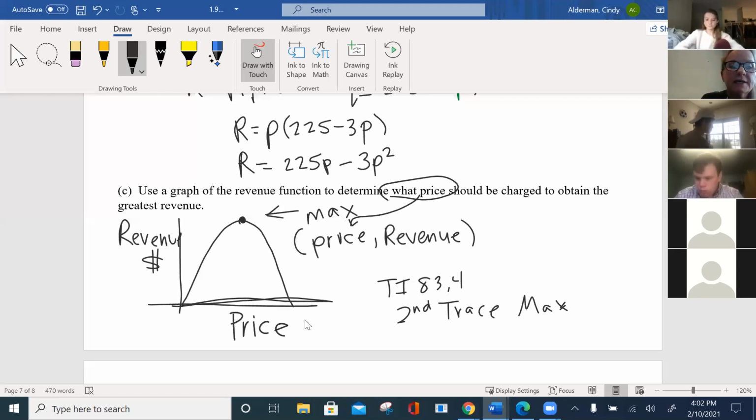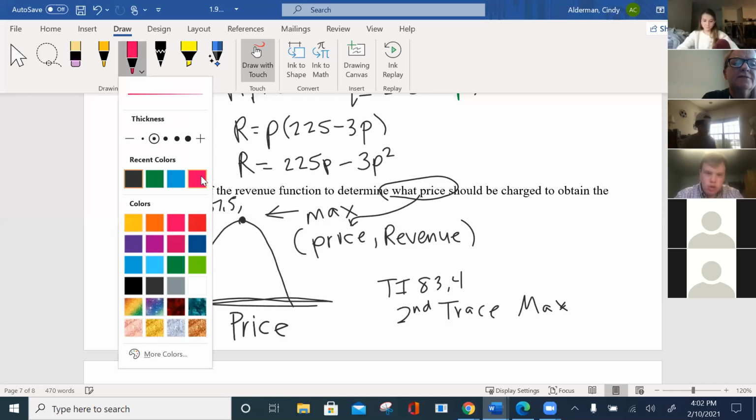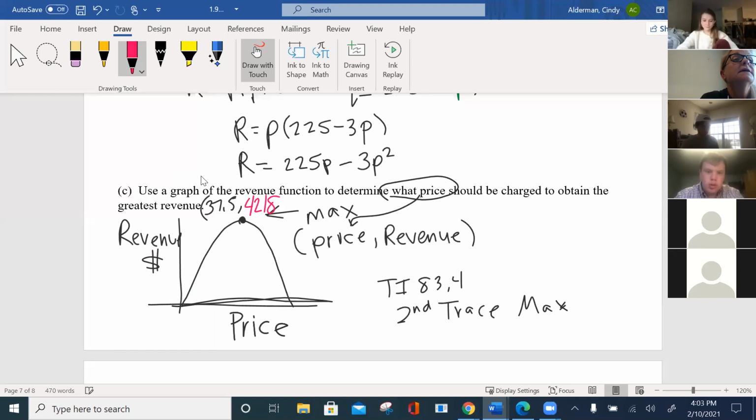So anyway, you're looking for that x value, and if you looked at it, it would be 37.5. And then there'll be another number over here too, the y value, which should be 4218.75. What does that tell you? What's the y value tell you? In words, what's that telling you? What the revenue is going to be.